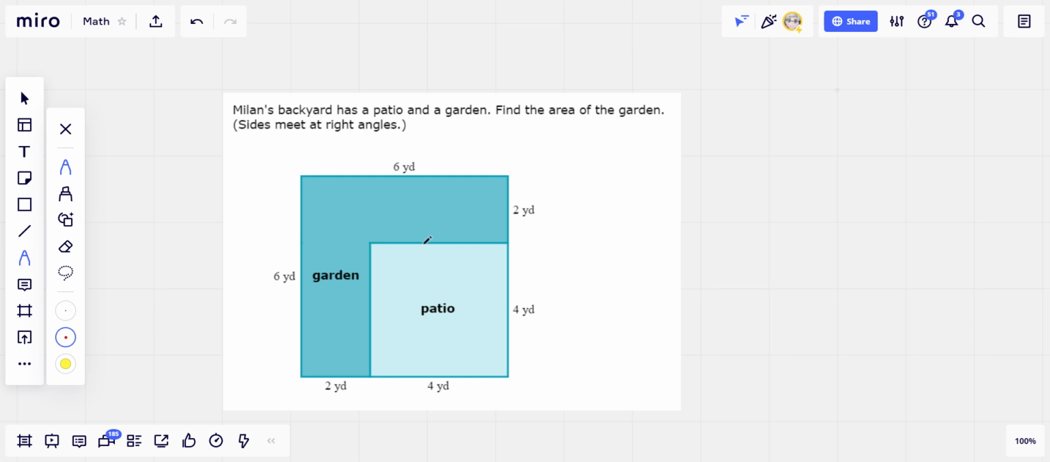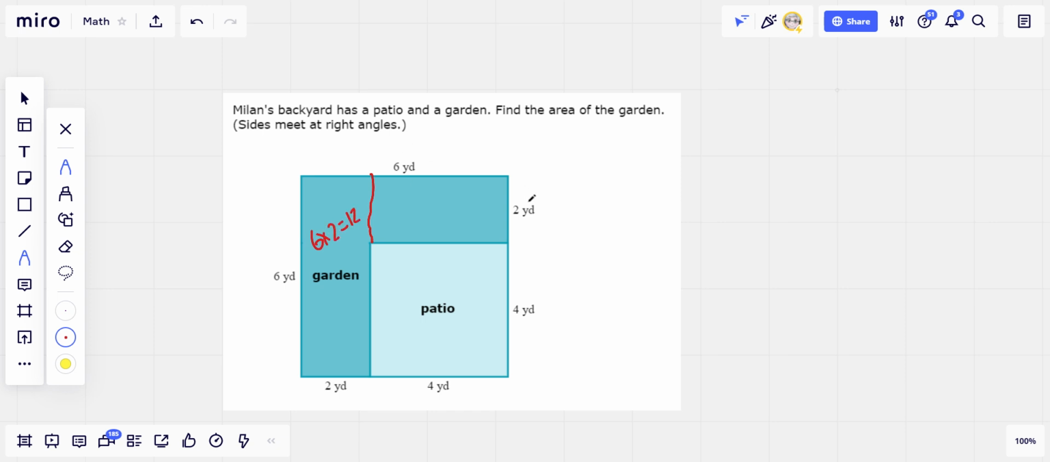There are two different ways I can think of to do this one, and I'm going to show you both of them. The first is just to consider this dark blue area, the garden, and cut it up into two rectangles and then add them together. So this rectangle is 6 by 2, so that's 12.